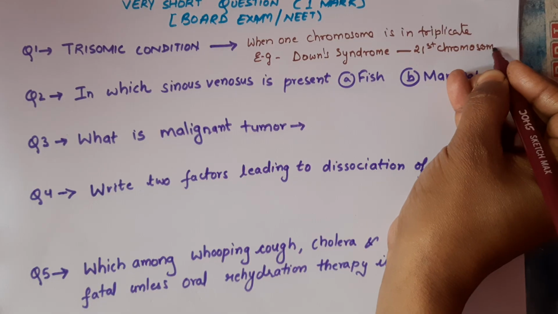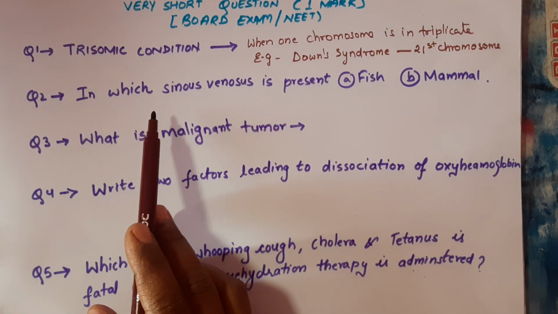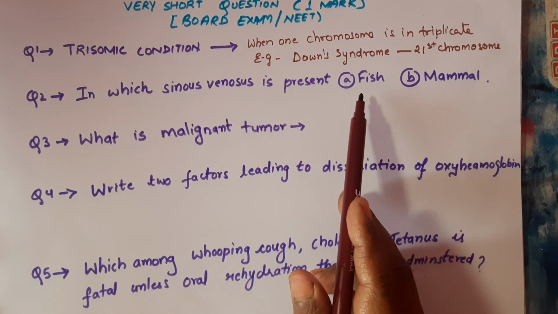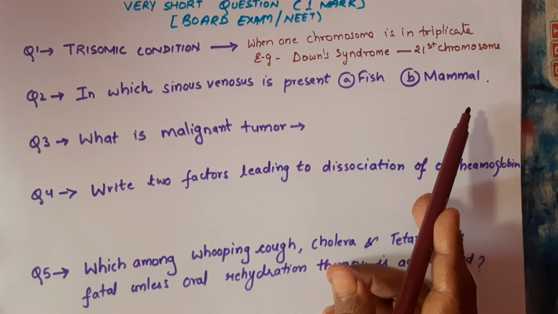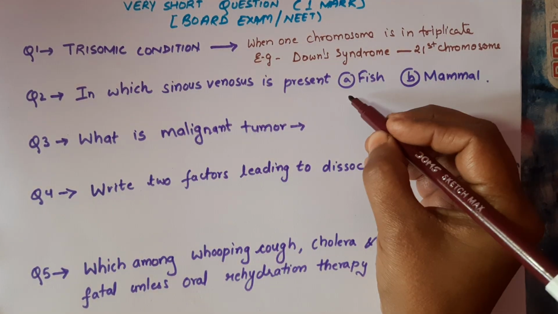The next question is, in which is sinus venosus present? Is it present in the fish or is it present in the mammal? The right answer here is the fish.